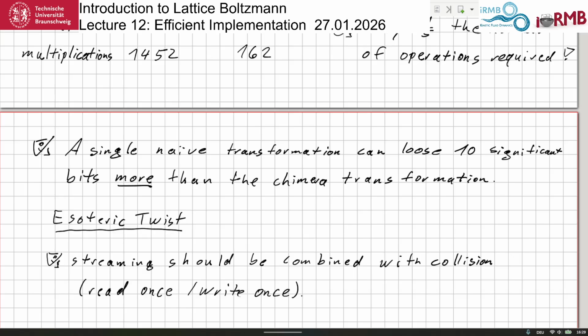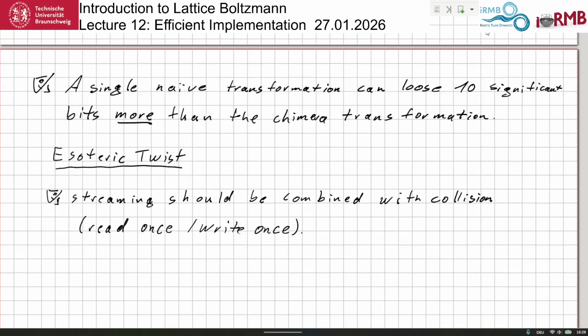Now, what is the problem with this? We need 2 representations of our data. We have somewhere where we read from, and somewhere where we write to, and this can be done in 2 different ways. There is the push scheme, which is writing to the neighbor. This is the one that we have implemented in our code. So basically this looks like this.